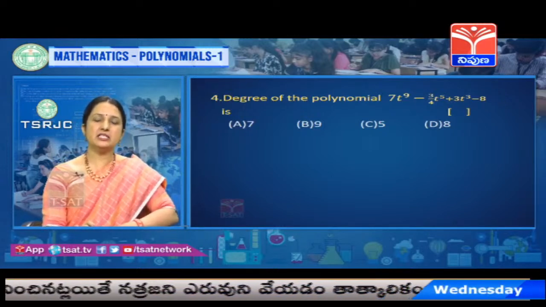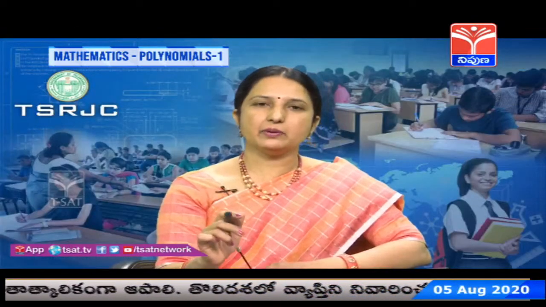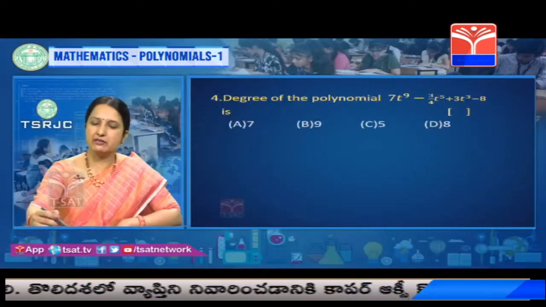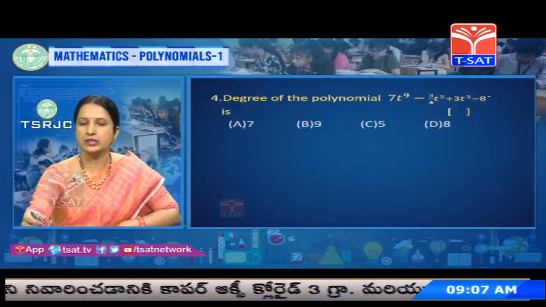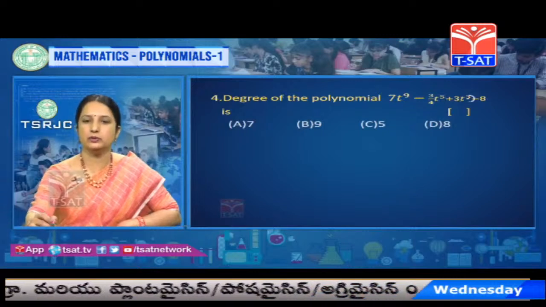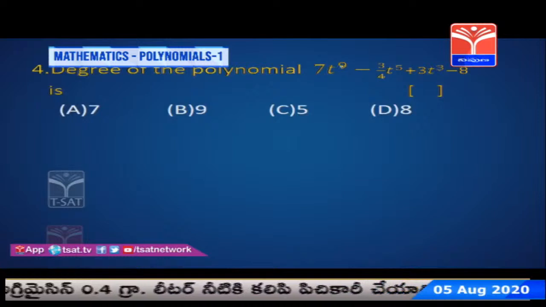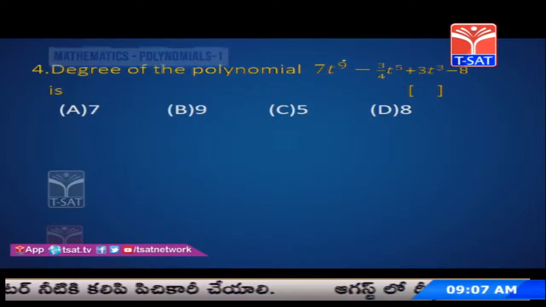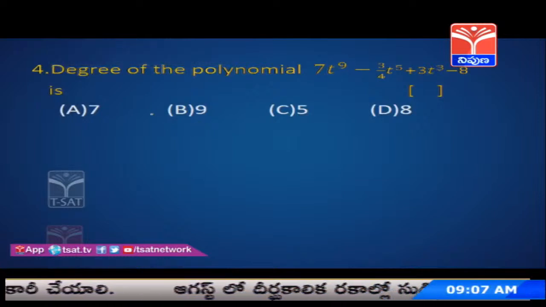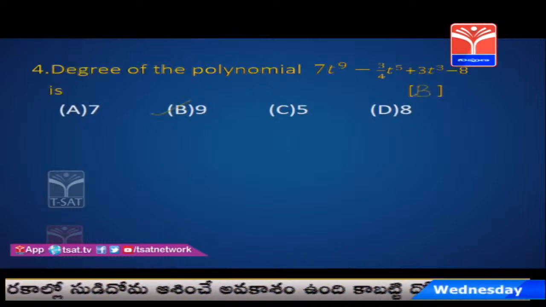Degree of the polynomial means the highest power in the polynomial. Here, what is the highest power? Here, minus 8 means t power 0 is there. Here, t cube, here t power 5 and here t power 9. So, the highest power is 9. So, 9 is the degree of the polynomial. So, option B is the correct one.